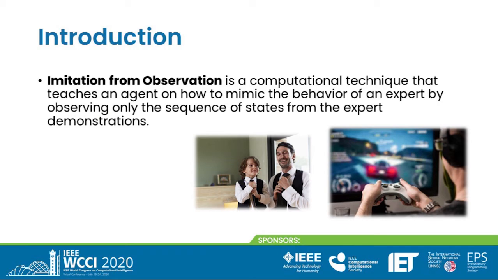Imitation from observation is a computational technique that teaches an agent how to mimic an expert's behavior by observing only the sequence of states from the expert demonstrations. Recent approaches learn the inverse dynamics of the environment and an imitation policy by interleaving epochs of both models while changing the demonstration data.